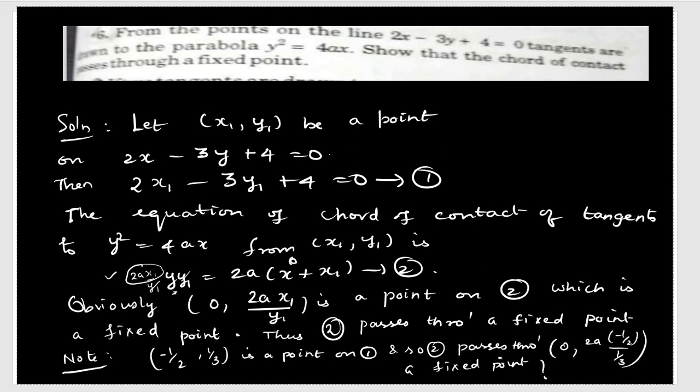So the ordered pair 0, 2ax1 by y1 is a point on this line. So that's a fixed point, because this x1, y1 is fixed, so it's a fixed point. So we have said that this passes through a fixed point. In particular, if you want to see, the point -1/2, 1/3 will lie on this line.